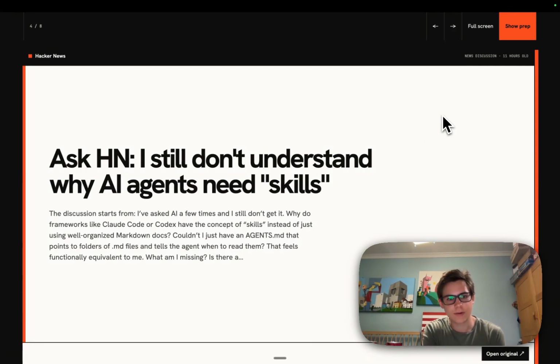Right, I still don't understand why AI agents need skills. Well, I guess the argument presented here is just use Markdown docs instead. I mean, in essence, I feel like a skill is mostly a Markdown file. You basically have a SKILL.md for each one. I guess theoretically you could just have a well-organized AGENTS.md that would point you at the relevant Markdown files, but that's almost just what a skill is anyway.